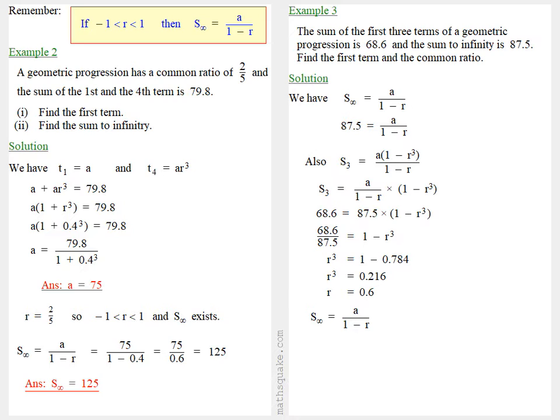Now we know the sum to infinity is a over 1 minus r, and the sum to infinity is 87.5, so that's equal to a over 1 minus 0.6. So a is equal to 87.5 times 0.4, which means a is 35. And that gives us our answer, a is 35 and r is 0.6.